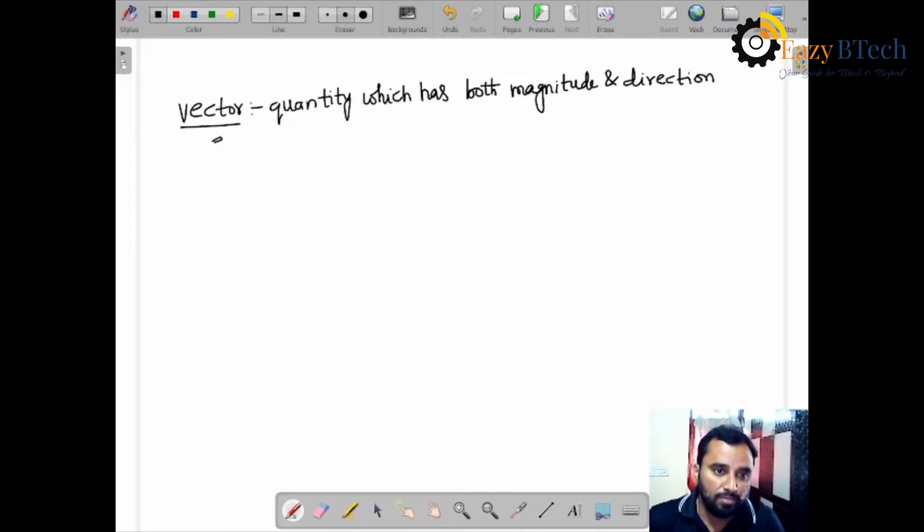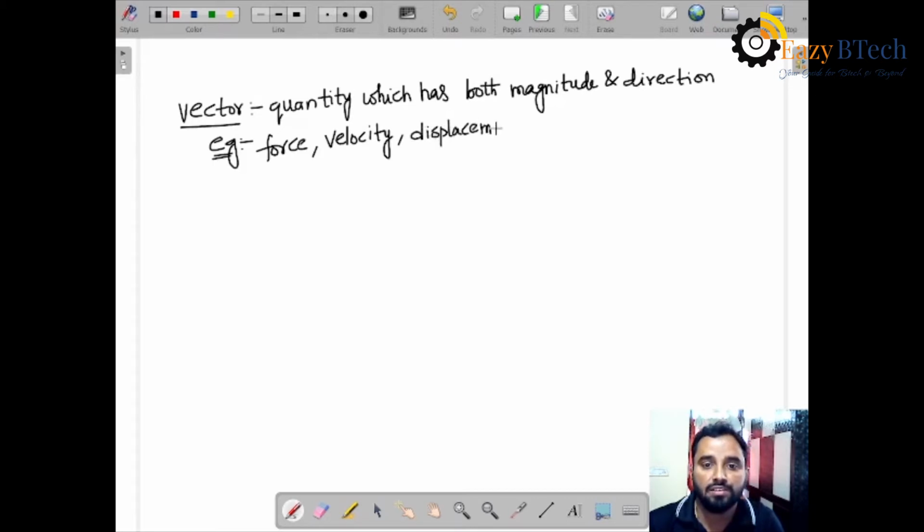If you see examples, the regular examples, force is a vector quantity. Velocity is also a vector quantity. They have magnitude and direction. And acceleration, displacement, etc.